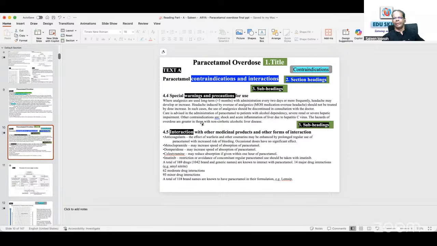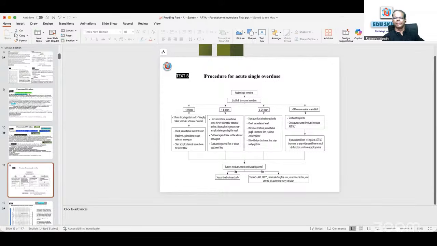Now this is text B, procedure for acute single overdose. So what could be the heading? Procedure. Whenever something speaks about step by step, here you can see acute single overdose. Now hours, 4 to 8 hours, 8 to 24 hours, and supportive treatment, anything of that sort appearing, those questions have answers here.